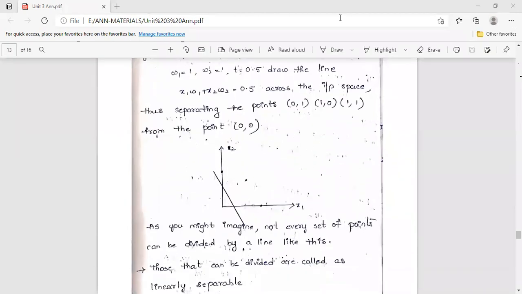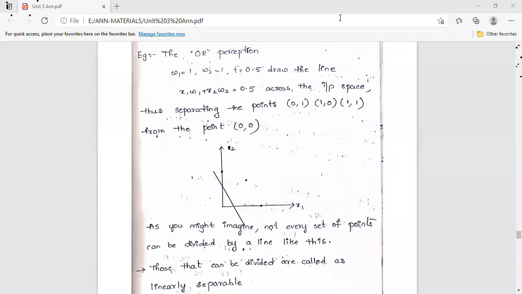Okay, so here you have taken one 2D space graph, right? You can represent the x-axis with x1 as input, and this is x2 as output. x1 and x2, x1 and x2. What are the cases you have taken? The first one is 0, 1. This is the x1 point and this is x2.